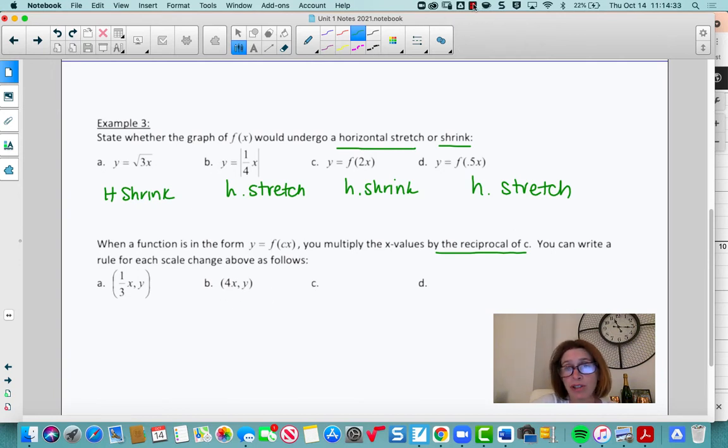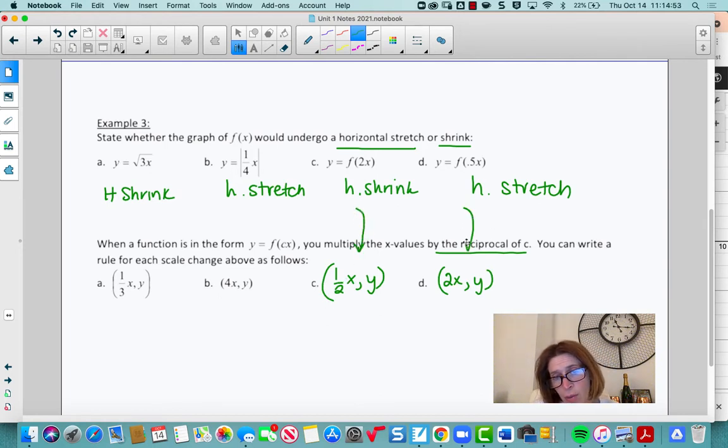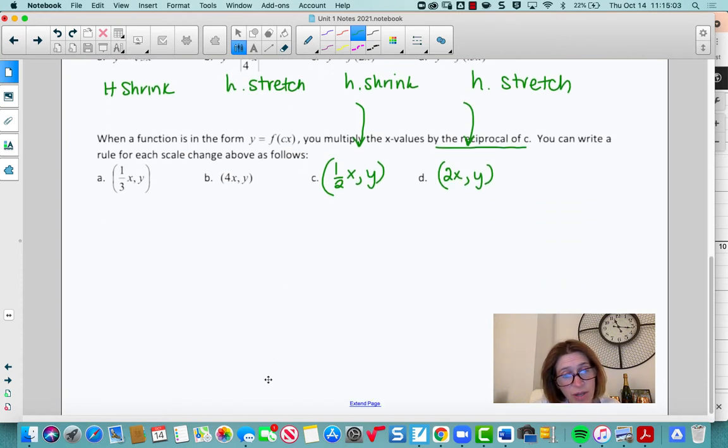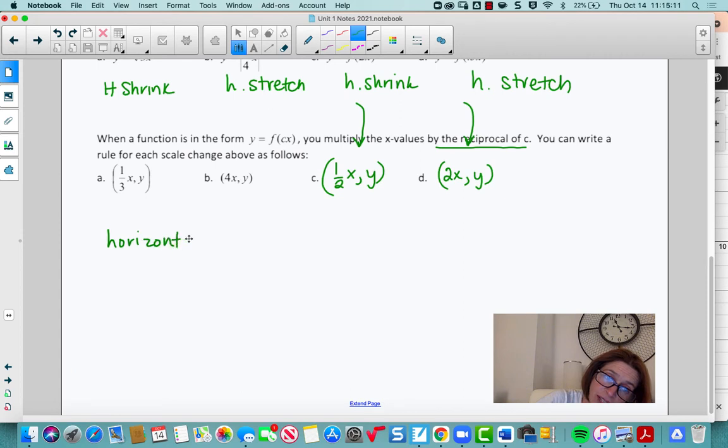All right, I want you to try now. Okay, so you can see here that hopefully you understand that what you're basically doing is you're changing your x values like we said, but you're changing it using the reciprocal of the number. All right, now this is going to all start to get really tricky because now this last piece I want to throw into it is a horizontal reflection.